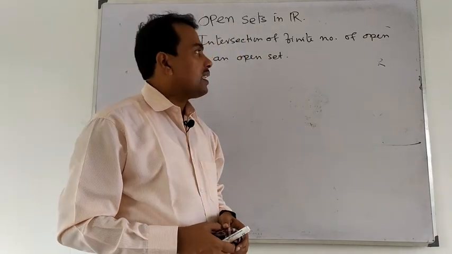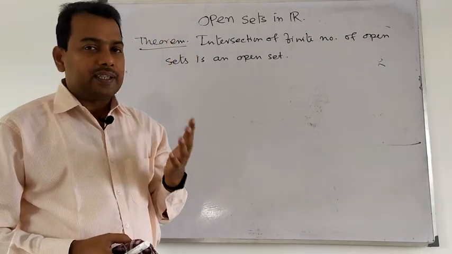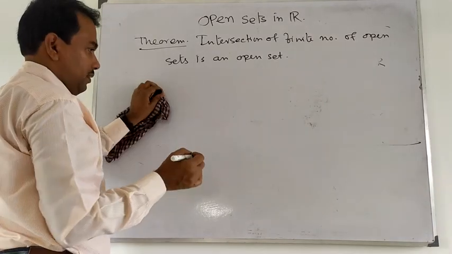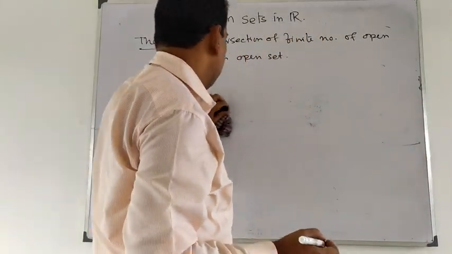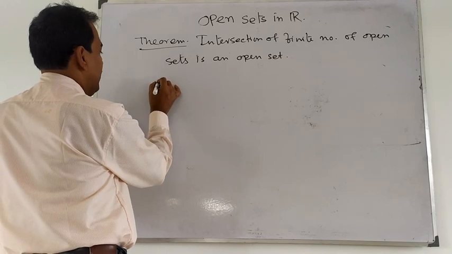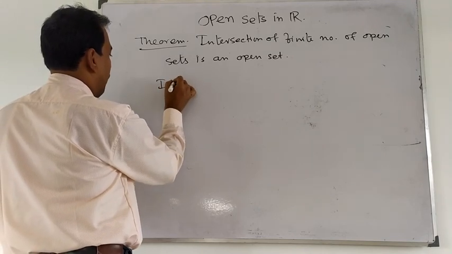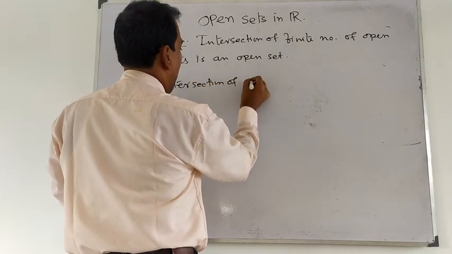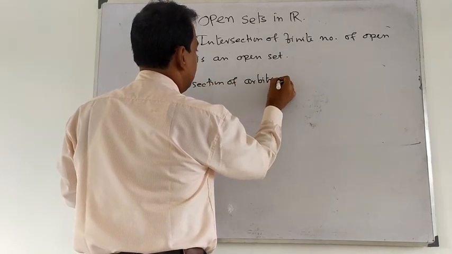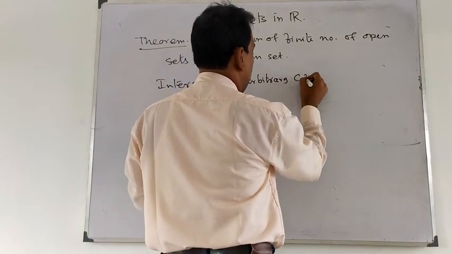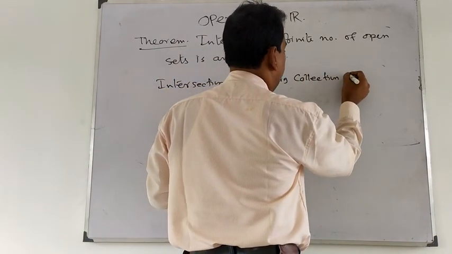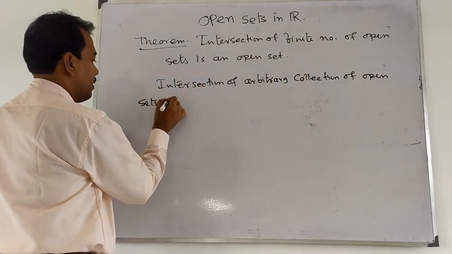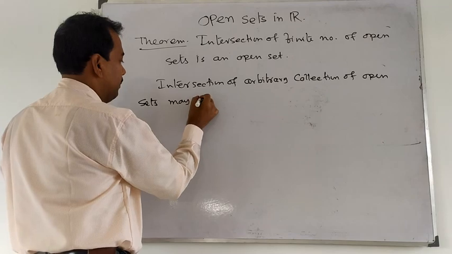Now, is the intersection of an arbitrary collection of open sets open or not? Here the result does not hold, that is, the intersection of an arbitrary collection of open sets may not be open.